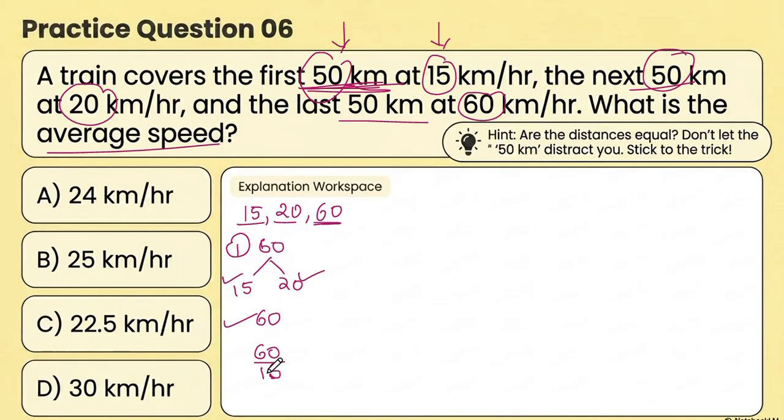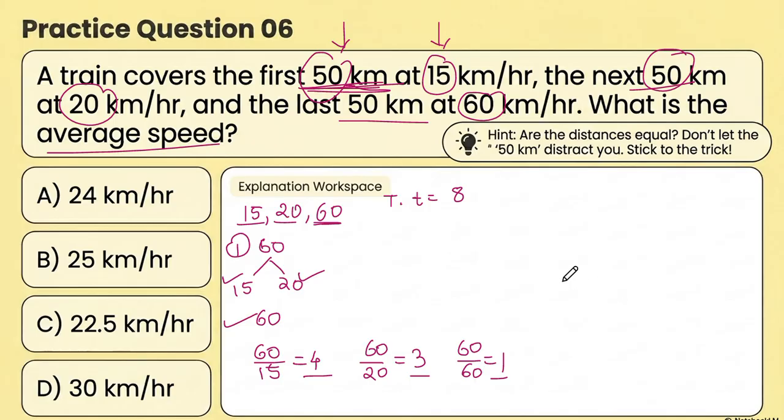So 60 upon 15, which is 4. Then 60 upon 20, which is 3. Then 60 upon 60, which is 1. So the time, if we add up 4 plus 3 plus 1, so total time is equal to 8.